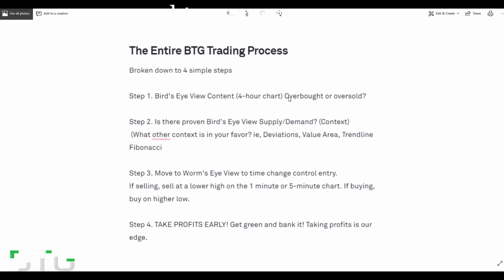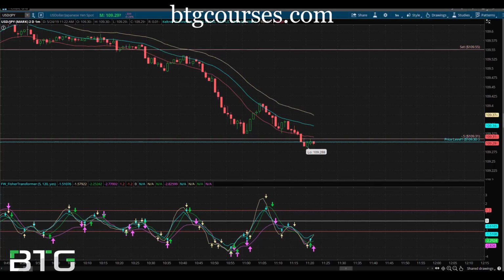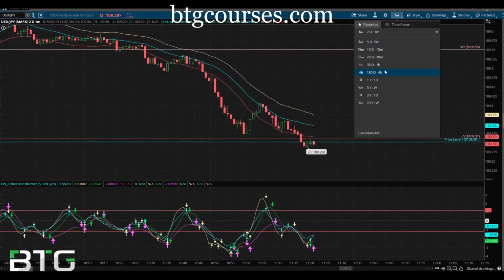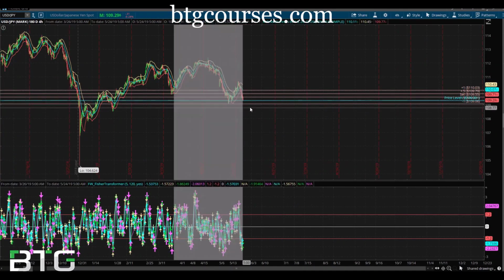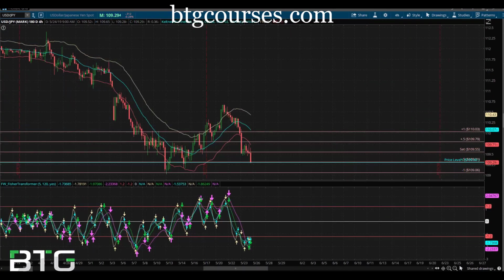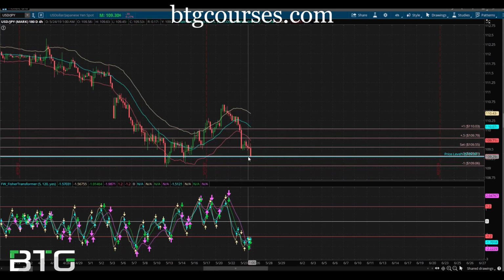We want to know this because all the market does is cycle. There are so many different ways to trade, and I personally like being a contrarian. Since all the market does is cycle, I like buying into weakness and selling into strength. So when we start here on the bird's eye view, on the 4 hour chart, it's very clear cut. We're oversold relative to past price. There's no denying that. So very simply, I know I want to be looking for bull pops.